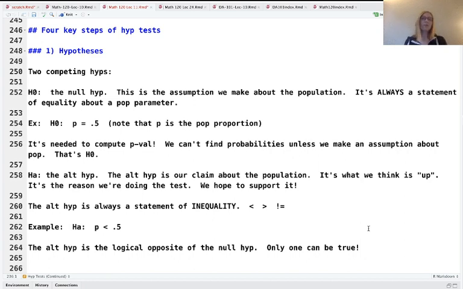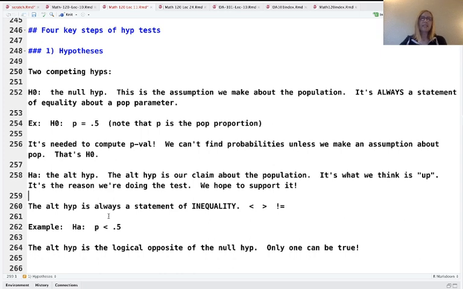First, let's talk about the first step, hypotheses. Every hypothesis test has 2 competing hypotheses: the null hypothesis, H0, and the alternate hypothesis, HA. We need both of these things. They're always logical opposites of each other. So one of them's got to be true. We always set up these tests so that the 2 competing hypotheses are logical opposites of each other. If one's false, the other one's got to be true.